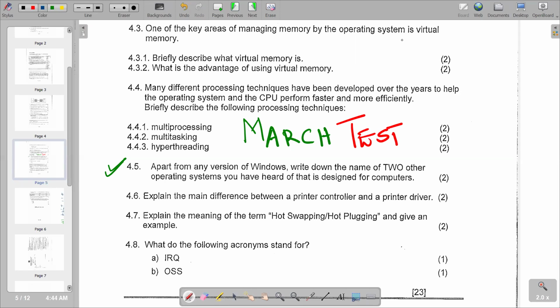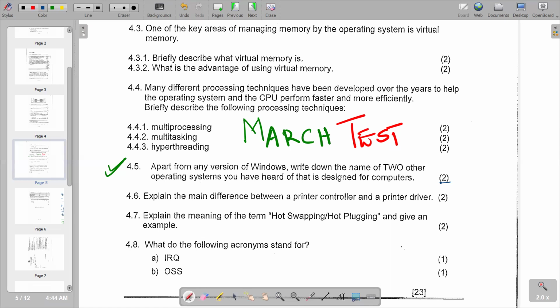In this video, I want to look at a question paper, a mock test question paper, and we are going to look at question 4. We are going to start on 4.5, which reads: apart from any version of Windows, write down the name of two other operating systems that are designed for computers. The question has two marks, so it requires us to write down two operating systems.